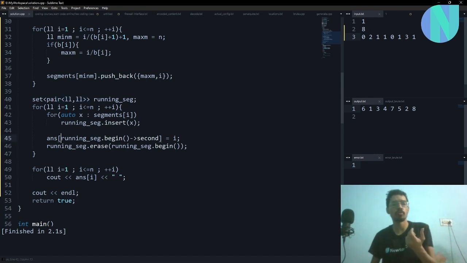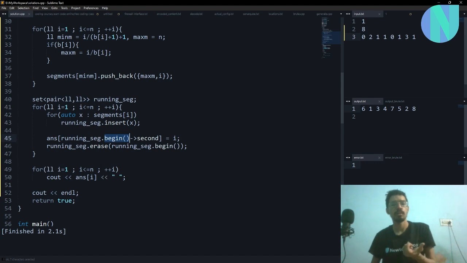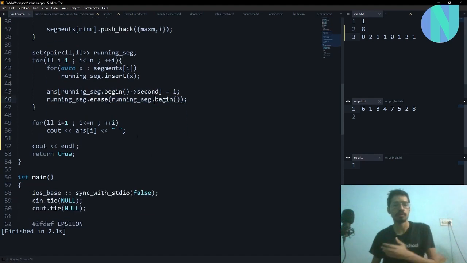So I will obviously choose the first element of my running segment, and dot second is the index of the answer that I want. So I will set answer of the first element, that is the lowest right endpoint, its index equal to I, and then I will erase the first element because I have used the segment, so I cannot use it anymore. So I will erase the first element, and in the end I will just print out my answer array.